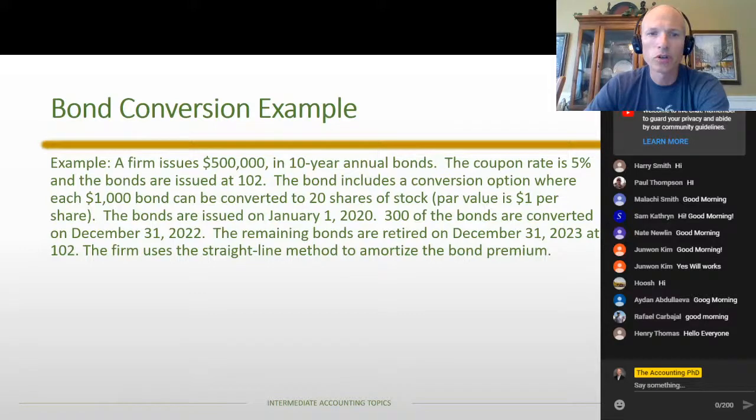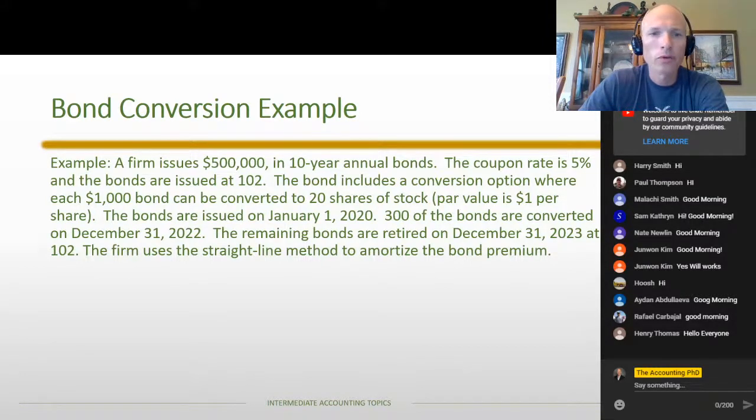The bonds are issued on January 1st, 2020, and then 300 of the bonds are converted on December 31st, 2022, and then the remaining bonds are retired at 102 on December 31st, 2023. The firm uses the straight line method to amortize the bond premium. So for this chapter, when we're amortizing bonds, we're just going to be using the straight line method just to keep it simple. I don't want you to have to create an effective interest amortization table or anything like that.